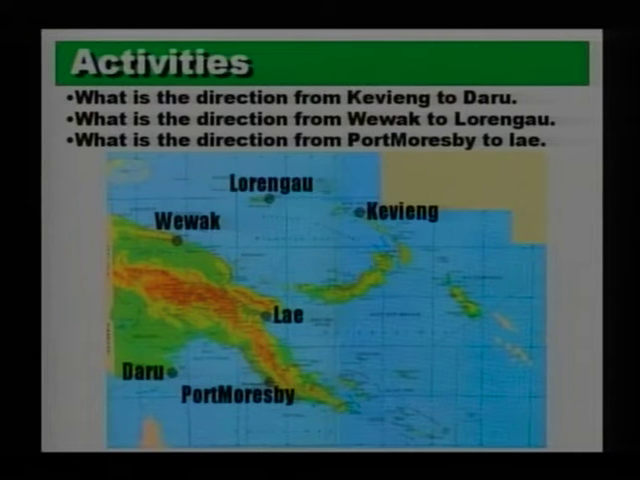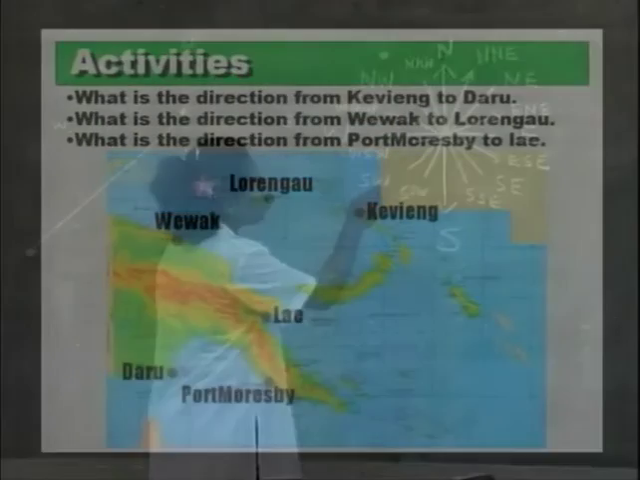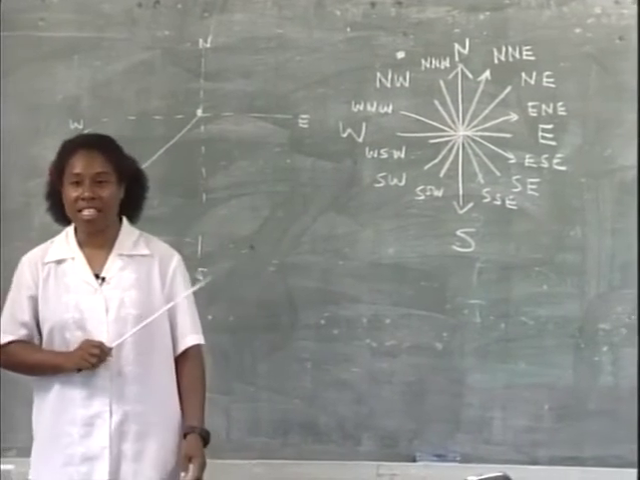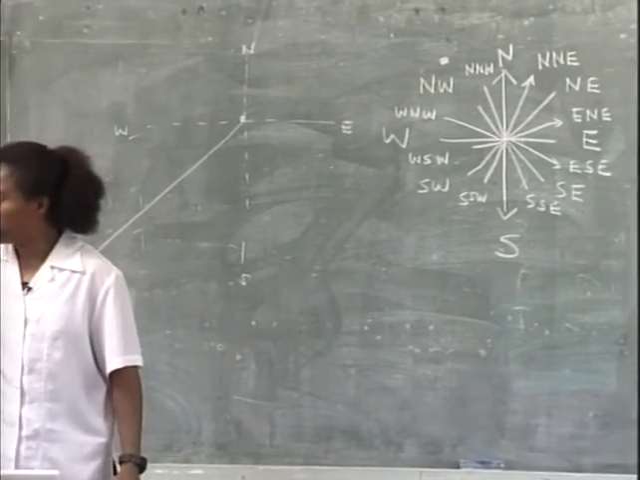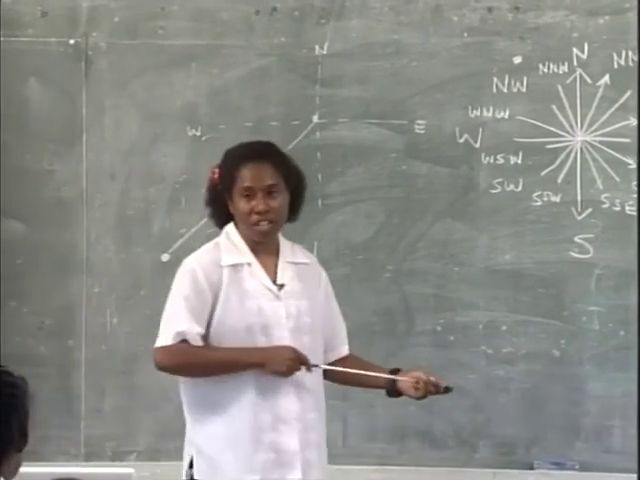And finally, what is the direction from Port Moresby to Lae? Moses. North. Okay, good. We look at the direction of Port Moresby to Lae. It's very close to the north direction. Therefore, we cannot give it north-northwest or northwest. Because it's very close to the north direction, our answer is north. So the direction of Port Moresby to Lae is in the north direction.